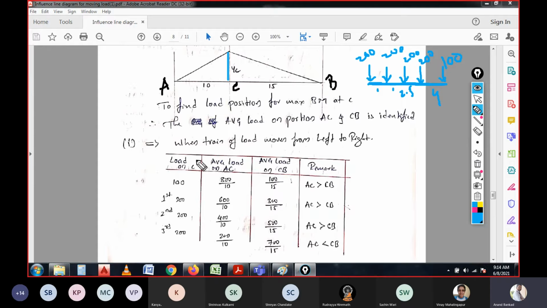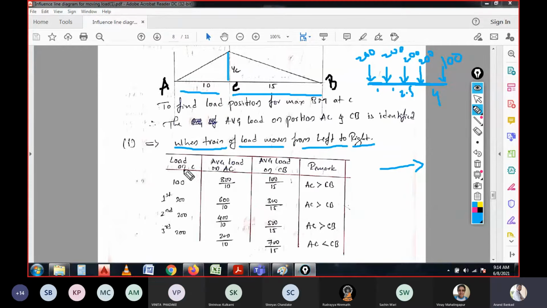So how do you do that? If you consider a train of load moving from left to right, so that means from here to here it is moving. That means the series of loads will first cross the AC span and then the BC span. It is not like that you have to consider only left to right at the initial stage. It depends on you. You can also consider from right to left. So in this question I have considered the left to right.